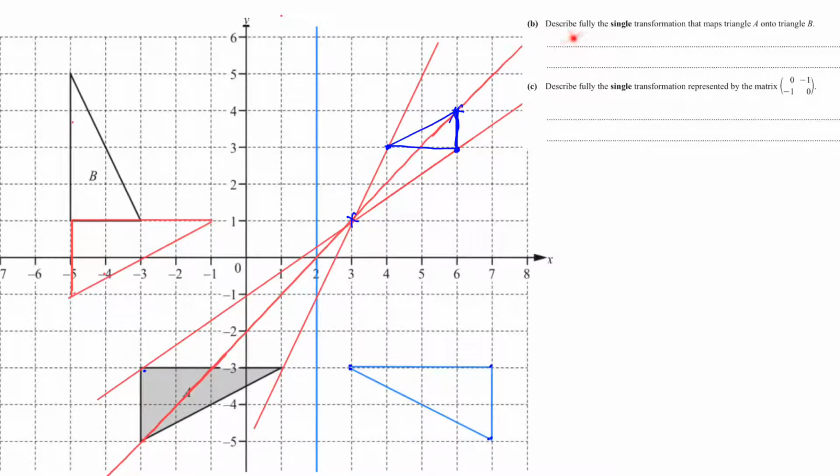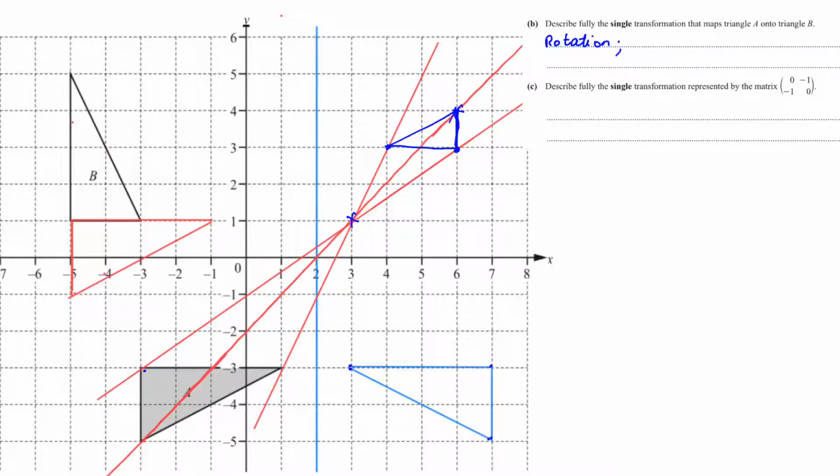In part B, describe fully the single transformation that maps triangle A onto triangle B. So this triangle onto this triangle. If you are confused, first you can get to the answer by elimination. See, the sizes are the same, so it's not enlargement. It is definitely not a reflection. It's also not a translation because the shape has been changed. So what else is remaining? Rotation. So it is rotation.